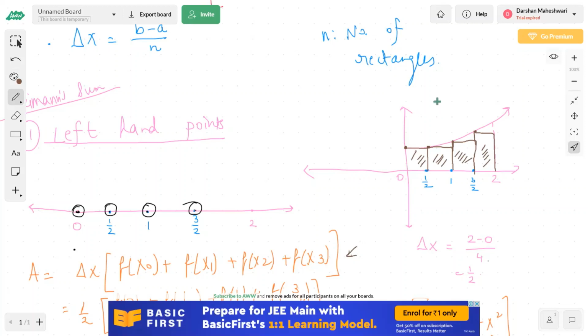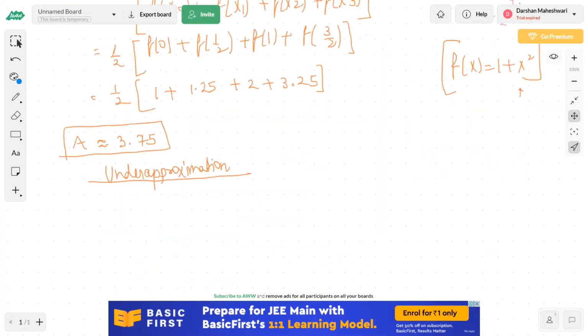Now, it makes it pretty clear why this is actually an under approximation, because we clearly see that the rectangles are below the curve and there is some gap over here which we have not considered in our areas, right? So that gap is missing. That's why this is an under approximation, and this is the visualization of the left-hand point Riemann sum.